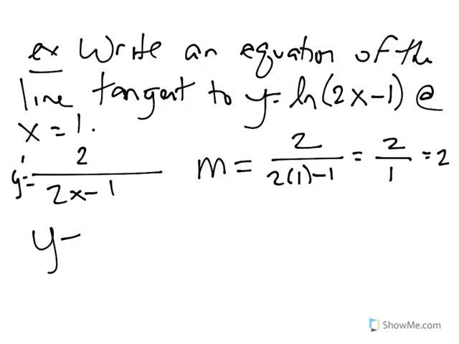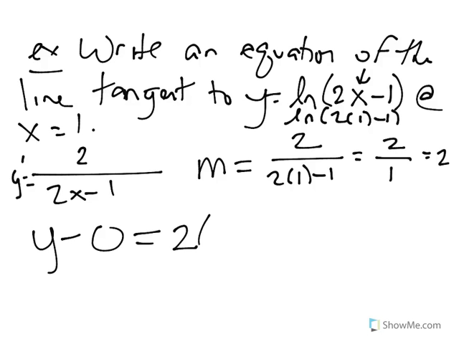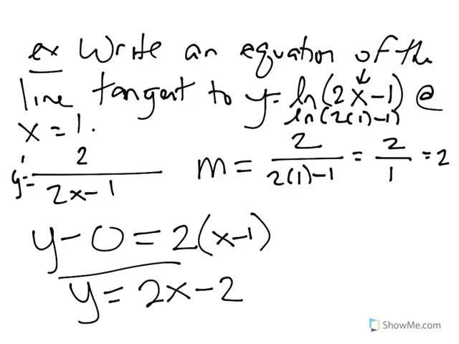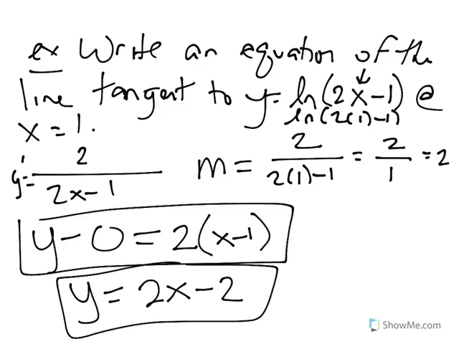And then I do my standard form, so y minus, well, if I need a y value, I plug 1 into here. So I get natural log of 2 times 1 minus 1, which is natural log of 1, which is 0. So y minus 0 equals m times x minus 1. And if you're writing in y equals mx plus b form, that's y equals 2x minus 2. I recommend, if you're doing point slope, you don't need the minus 0 anymore. So that's how we use natural logs in equations of tangent lines.